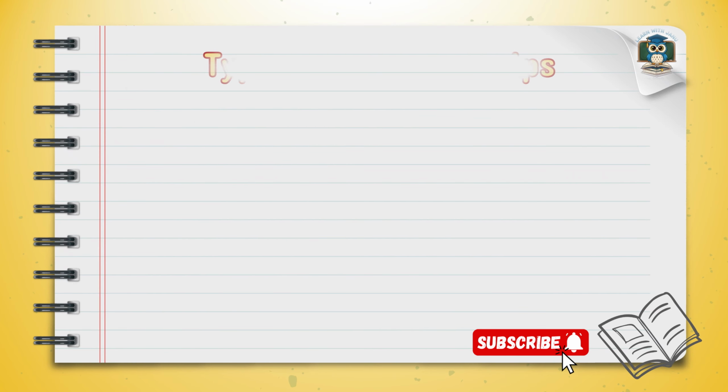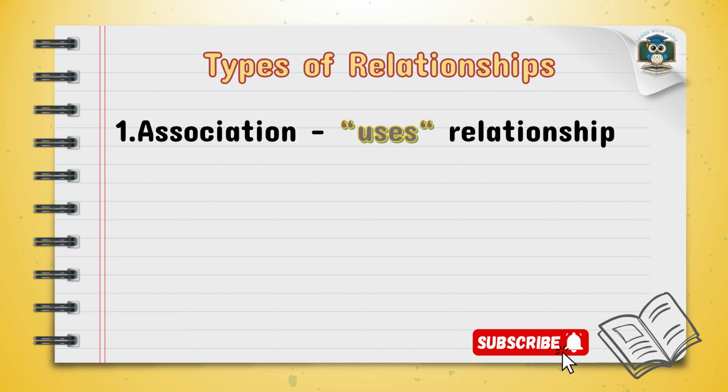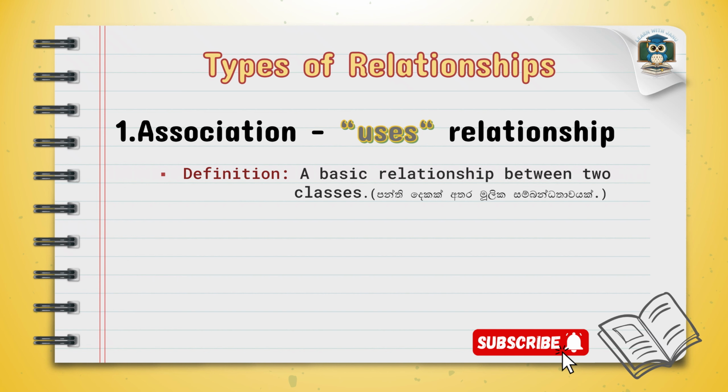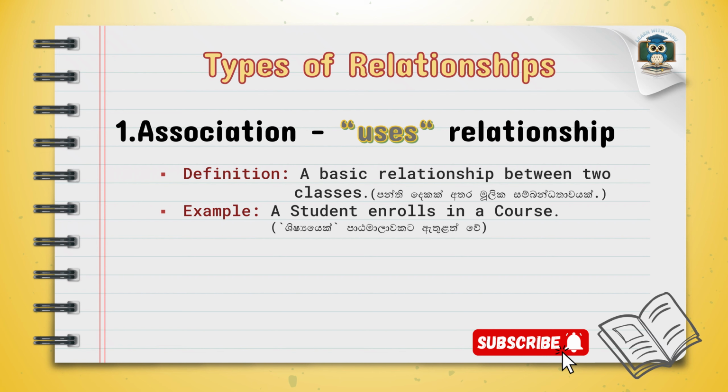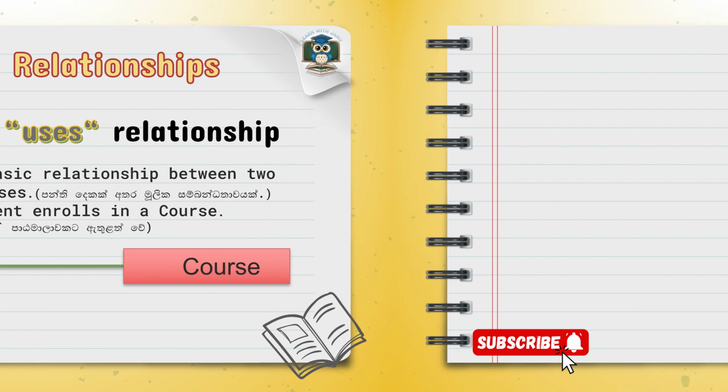So this is the basic class structure, and let's see what types of relationships we are using in the class diagram. The first one is association. It is a uses relationship. This is the definition of the association: a basic relationship between 2 classes. Let's take an example: a student enrolls in a course. So this is the association relationship between the student and the course.